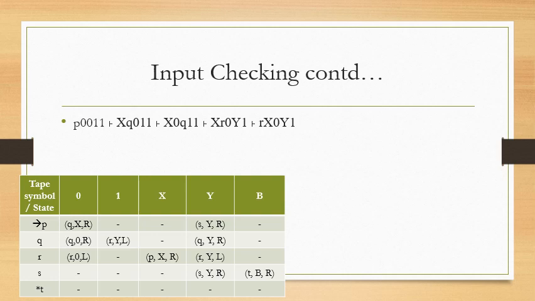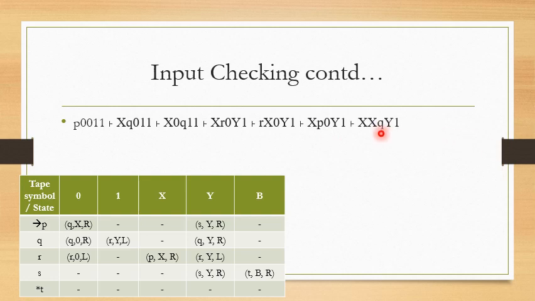From R, I am reading X. If I read X, I have to be in state P, X stays X, and I move right. Therefore, XP0Y1. Now from P I am reading a 0. The 0 will be changed to X, and I have to move to the right. So the next ID will be XXQY1.